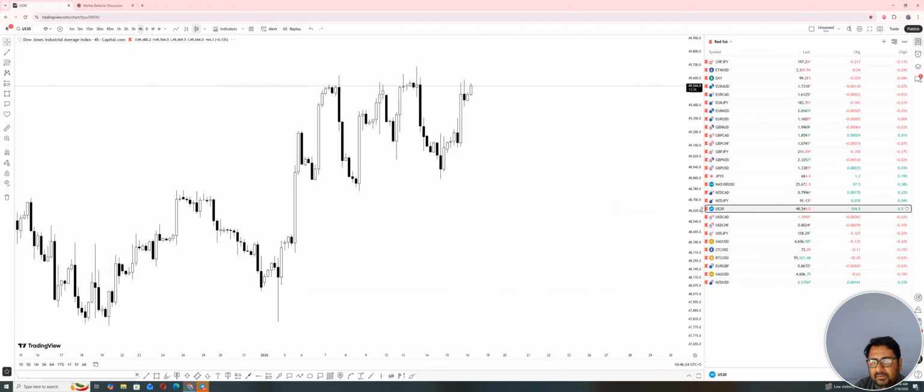Okay, US30, and we will not trade US30. You can see that you have a break of structure, and this is your order block. That is your inducement, and the main structure is bullish. This is the reason we are not taking a selling trade.